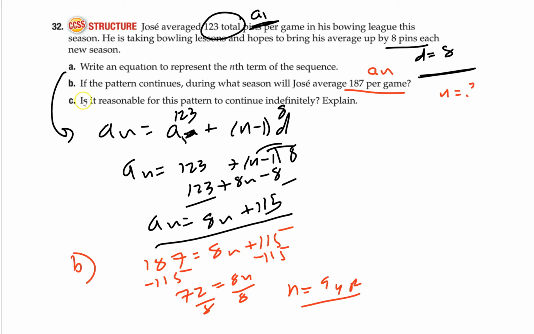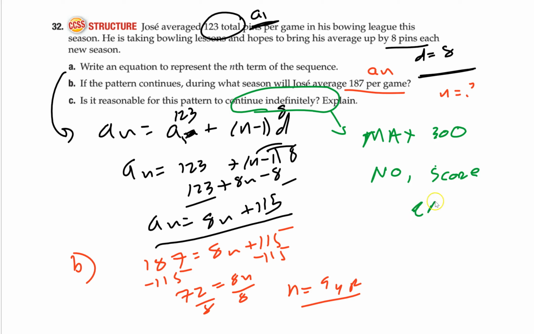C. Is this a reasonable pattern to continue indefinitely? Explain. Remember, we always have trouble when it says indefinitely. That's not going to happen, right? I think the max, the best score you could get, is 300. It's like a perfect game. So if you keep on going up, definitely you're going to get past 300. So no. Scores cannot pass 300. So that's it for that one.